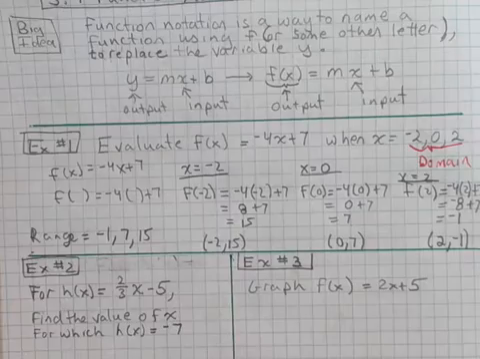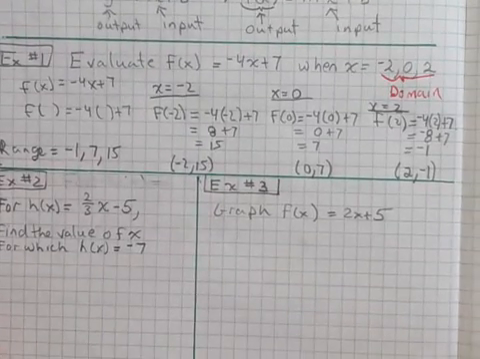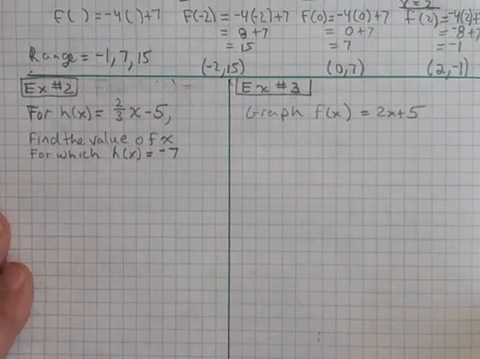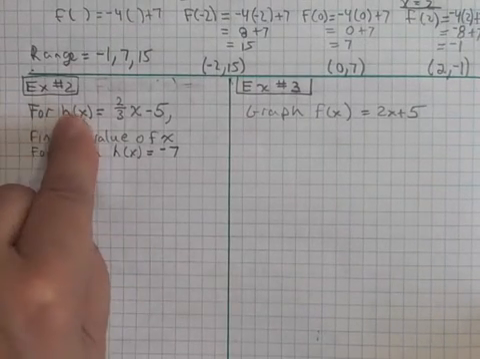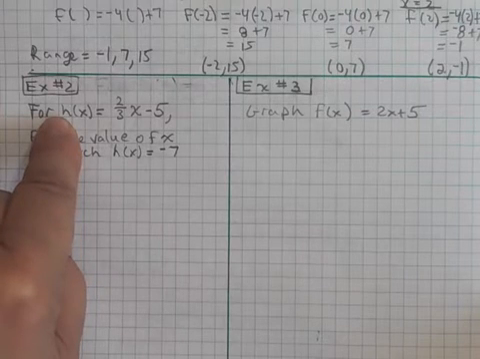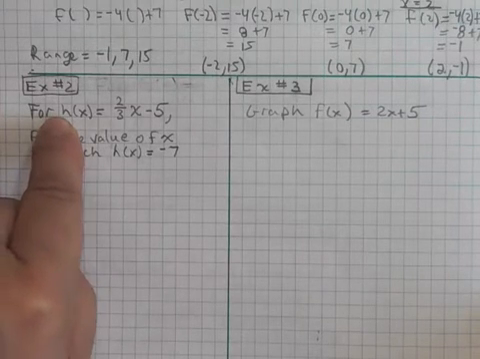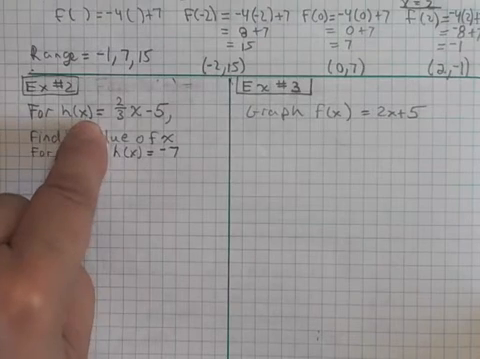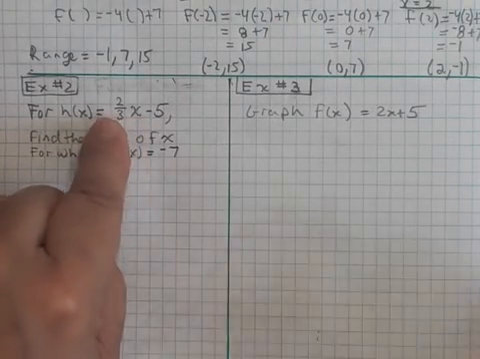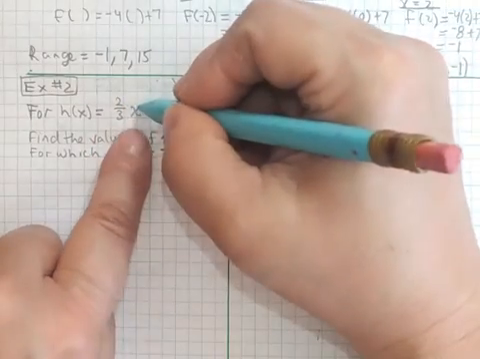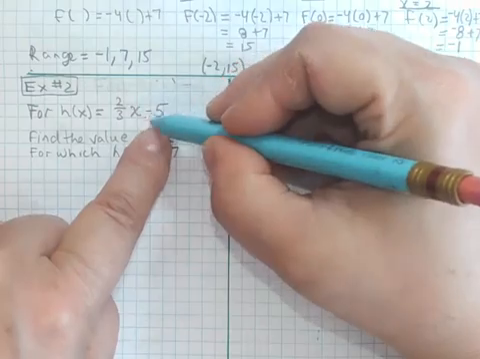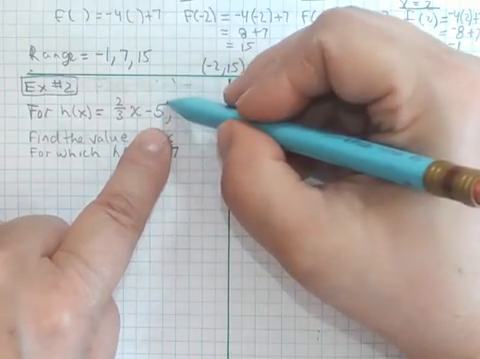Another example. I wanted to show you that we don't always use the letter f in a function. Sometimes we use different ones. So h is another common one, and this is called h of x. Here is a linear function model. We can see 2/3 x. The 2/3 would be the slope of the linear function, and -5 would be our y-intercept.